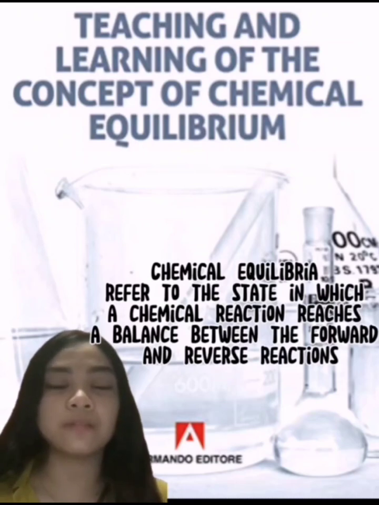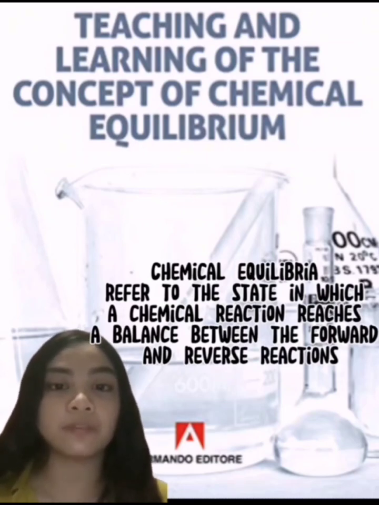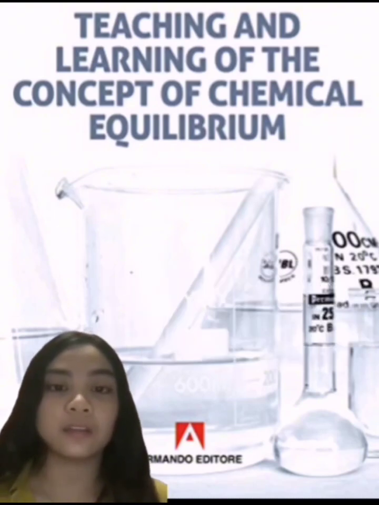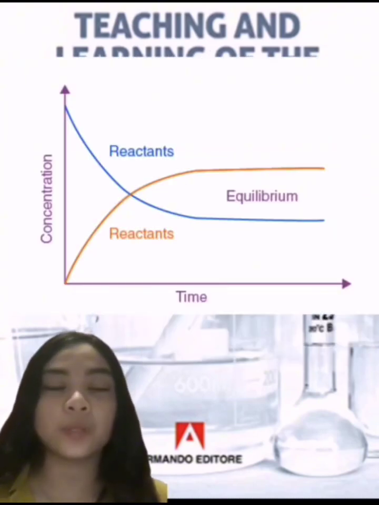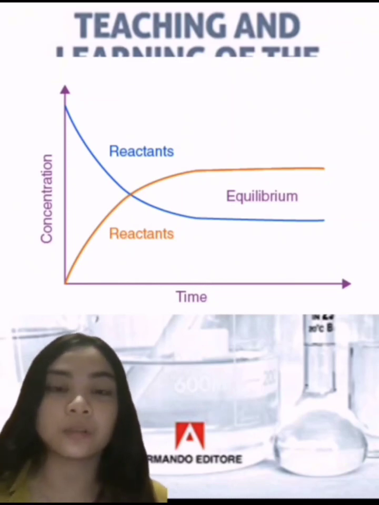Chemical equilibria refer to the state in which a chemical reaction reaches a balance between the forward and reverse reactions. In other words, it is the point at which the rate of the forward reaction equals the rate of the reverse reaction, resulting in no net change in the concentrations of reactants and products over time. This dynamic state is characterized by the establishment of an equilibrium constant, which quantitatively describes the ratio of product concentrations to reactant concentrations at equilibrium.